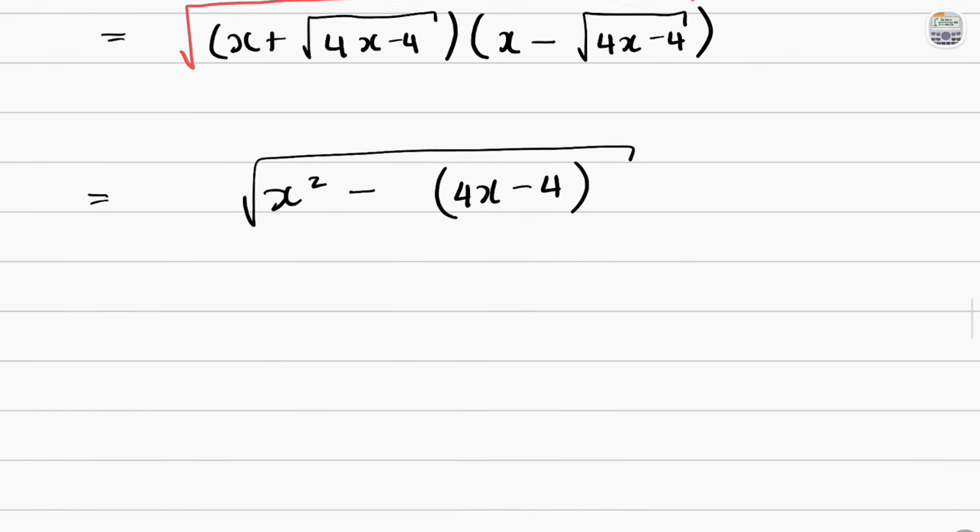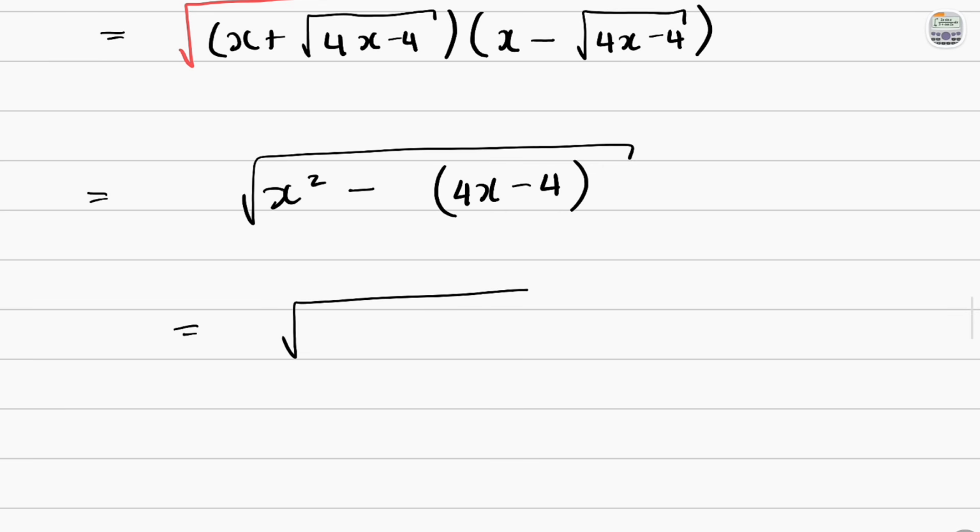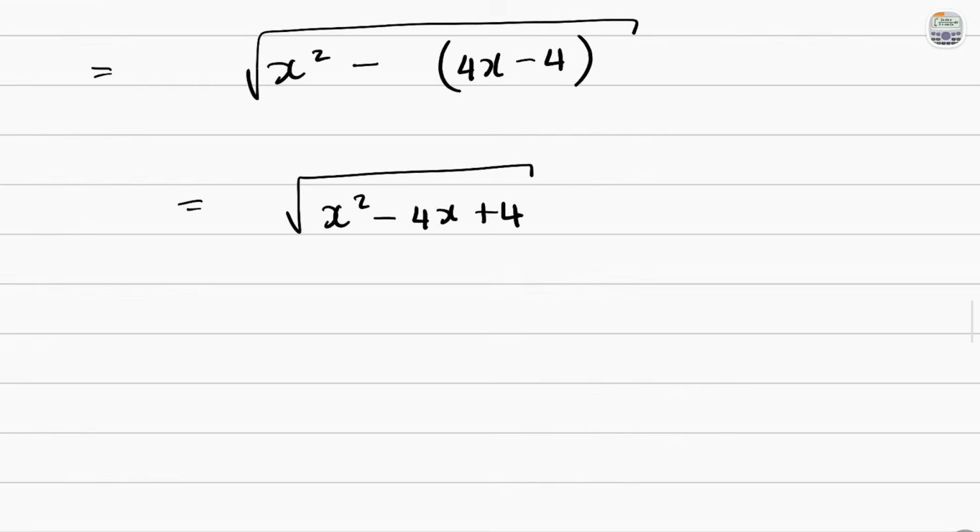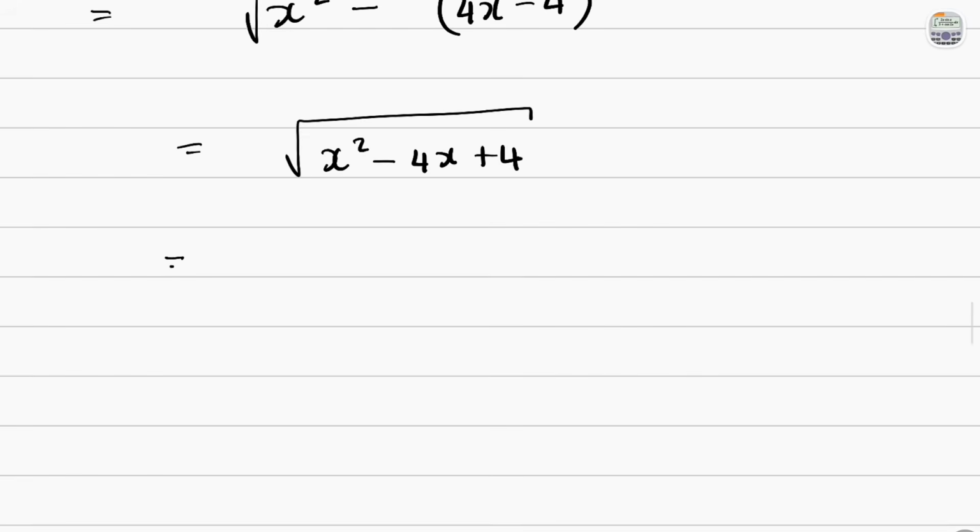So this is what we have, and it's equal to the square root of x squared, minus, it multiplies into become minus 4x, and multiplies into become plus 4. And this is what we have. So we have to factorize this.